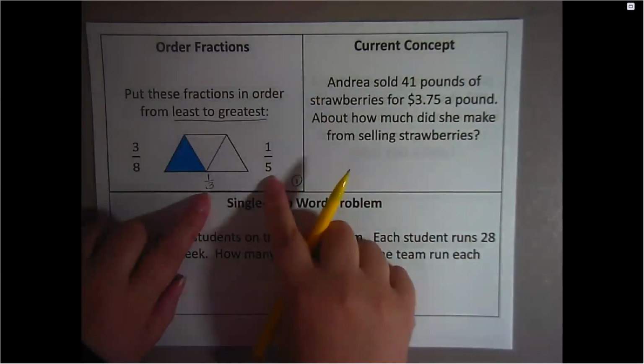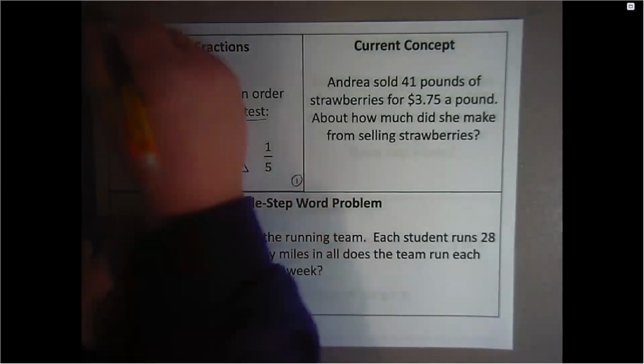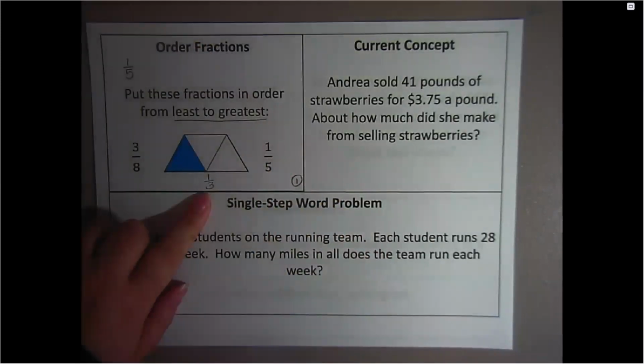So the first thing I'm going to do is look at these 2 fractions, 1/3 and 1/5, because they have a common numerator. And I know that when I'm comparing fractions, a common numerator means that I look at the denominator. And I know that the bigger the number, the smaller the piece. So I know that 1/5 is the smallest.